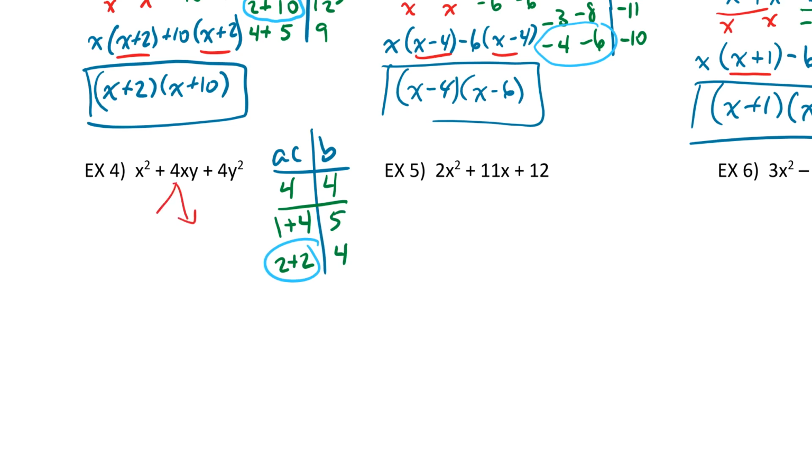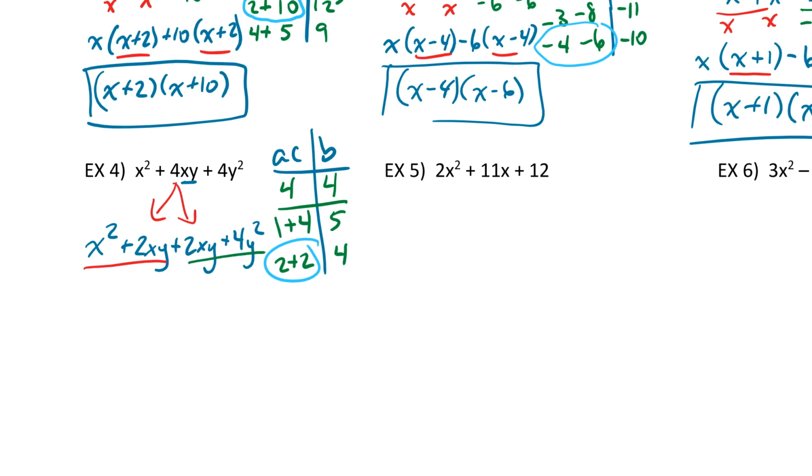So we can go ahead and split that middle term. So we're going to get x squared plus 2xy, because the middle term had xy, so we want to make sure we keep those same variables. And plus 2xy again, and plus 4y squared at the end. And then we can go ahead and group this.